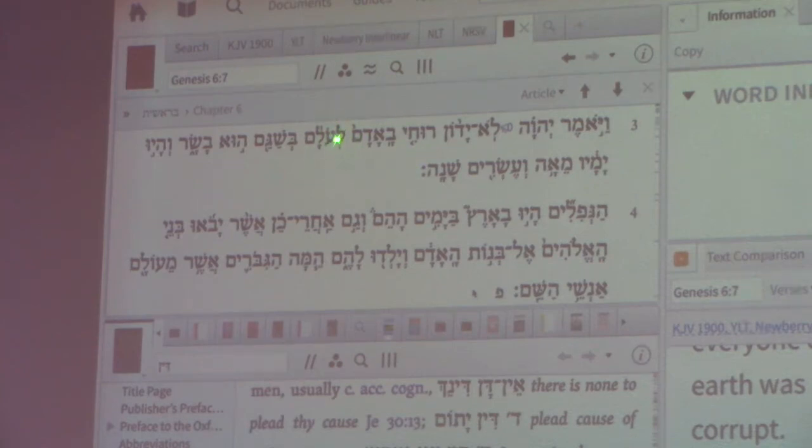Le'olam, to or towards forever. So in other words, the Lord says, my spirit will not contend or strive or wrestle with Adam forever, beshagam, because he's flesh. Beshagam hu basar, because also he who is flesh. Now look here. Vehayu, and it shall be yamav. Forgive me, I'm sorry. Yamav, I'll get it right in a minute. It shall be the days, yamav, me'ah, which is 100, ve'esrim, which is 20 years. And it shall be that the number of his years shall be 120.